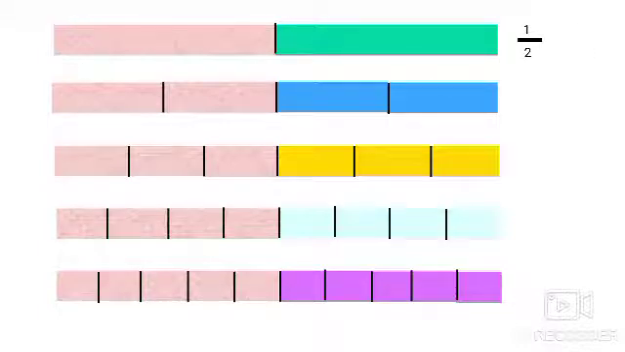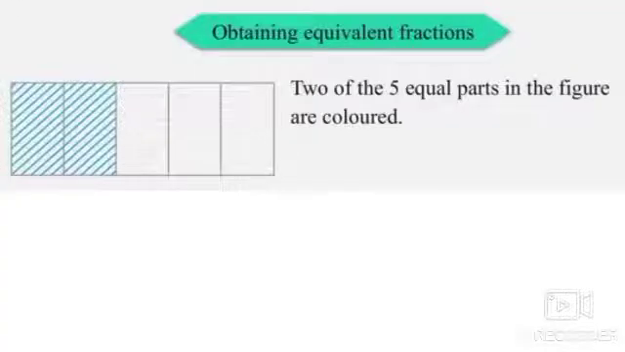So for the first one, we are going to write 1 upon 2. I already explained why you write 1 upon 2. This is 2 upon 4. This is 3 upon 6. This is 4 upon 8. And this is 5 upon 10. So all these are examples of equivalent fractions.